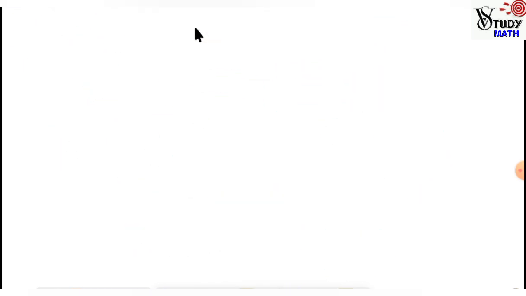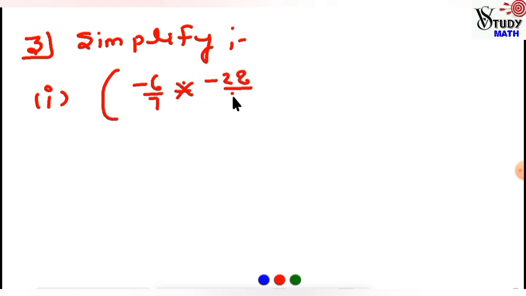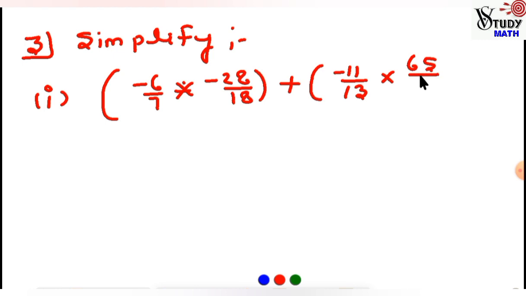Question number 3 of exercise 1C from S. Chand book of mathematics of class 8. Question number 3: we have to simplify. The first question is given here. Question number 3 part 1 given here: negative 6 by 7 multiply negative 28 upon 18 plus, in a small bracket, negative 11 upon 13 multiply 65 upon 22.